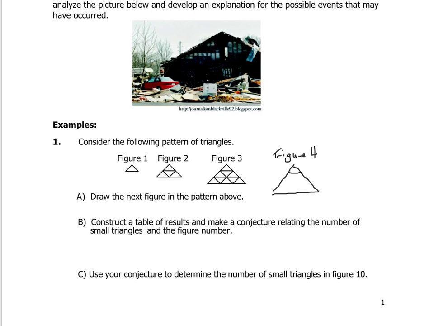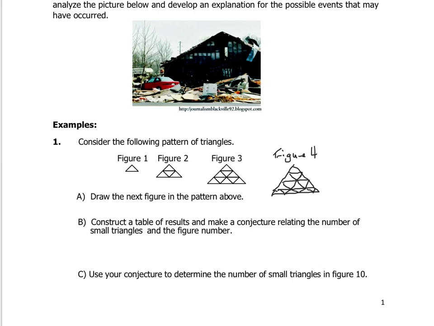So this would be the first one, and then the second one would be made like that, and then the third one would be just basically connecting those endpoints, and then the last one, my row is going to be kind of squishy here, would be something like this. Can't really see that last one. So it says, construct a table of results and make a conjecture relating the number of small triangles and the figure number.